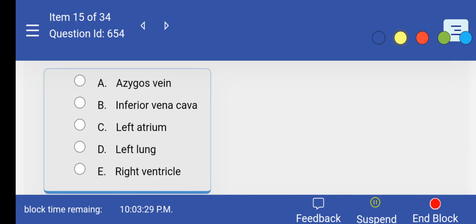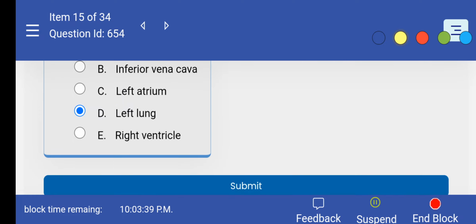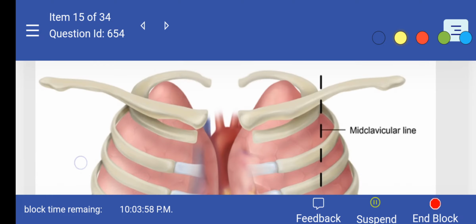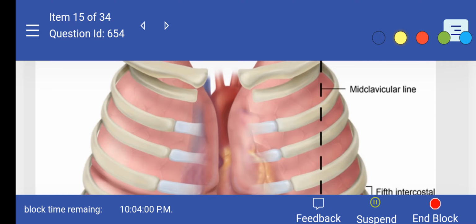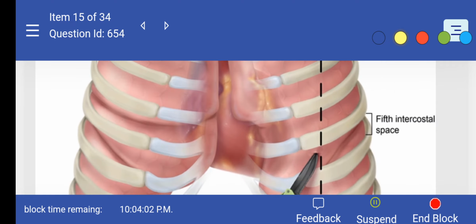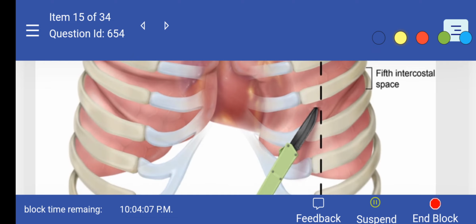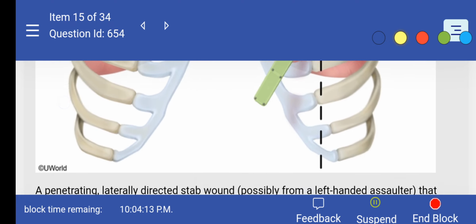So, what do you think? The correct answer would be which one? This one, or this one? So, the correct answer for this is this. Let us see the explanation why, right? Because over here, if we come to the midclavicular line in the fifth intercostal space, we have the lung, right? And we have the left ventricle, but they have not mentioned left ventricle in this case, so the answer is left lung, right?